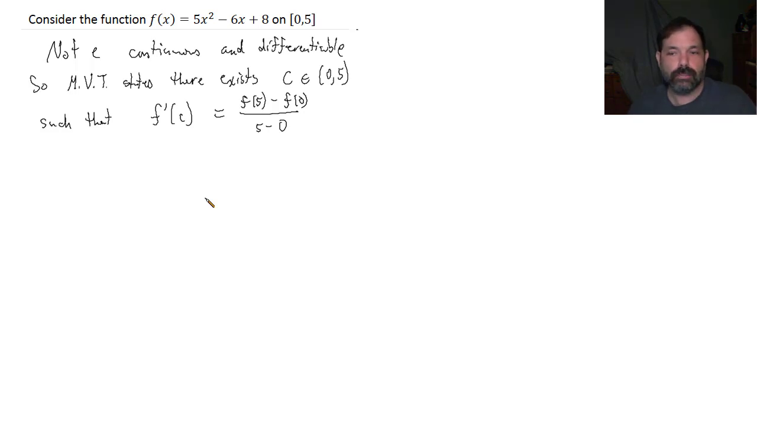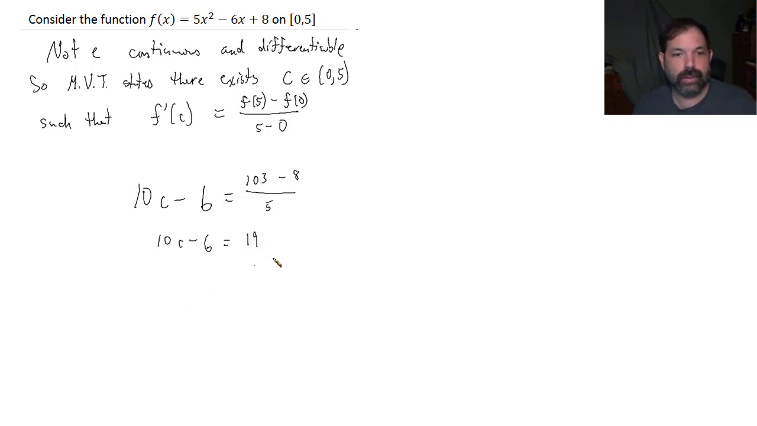Now we can actually find it. It's not that difficult. The arithmetic in the calculus isn't too difficult here. F prime of c, the derivative, would be 10x minus 6, so 10c minus 6. F of 5 would be 5 times 25 minus 6 times 5 plus 8. That would be 103. F of 0 is 8 over 5 minus 0 is 5. So 10c minus 6 is 103 minus 8 divided by 5, which is 19.